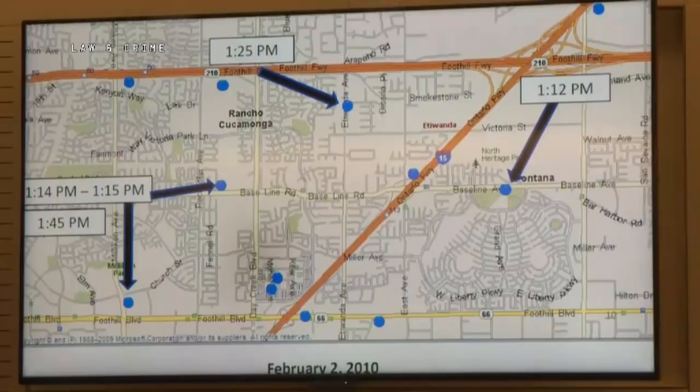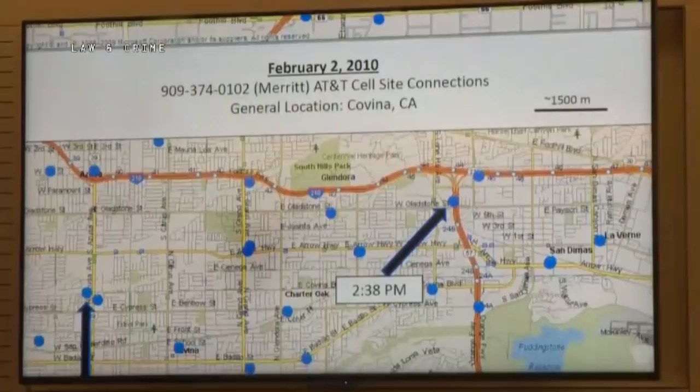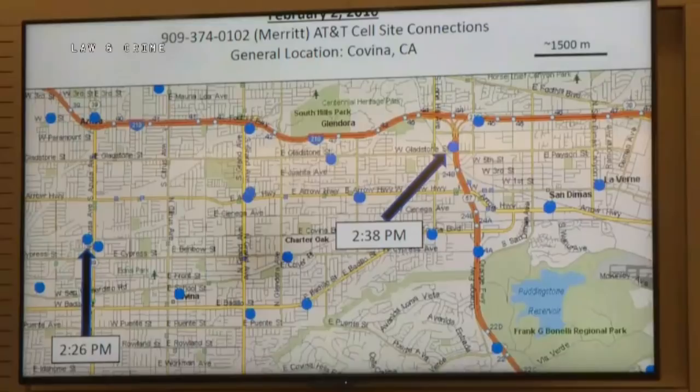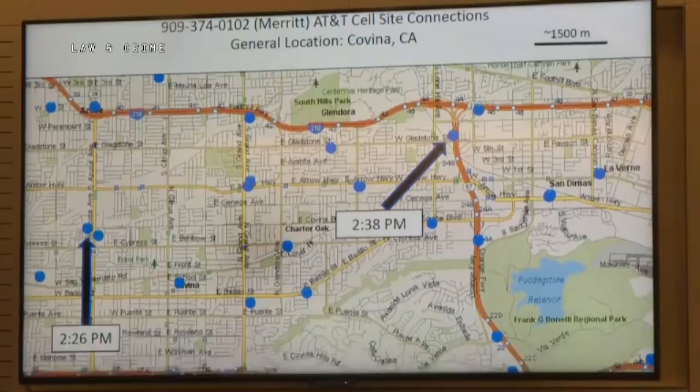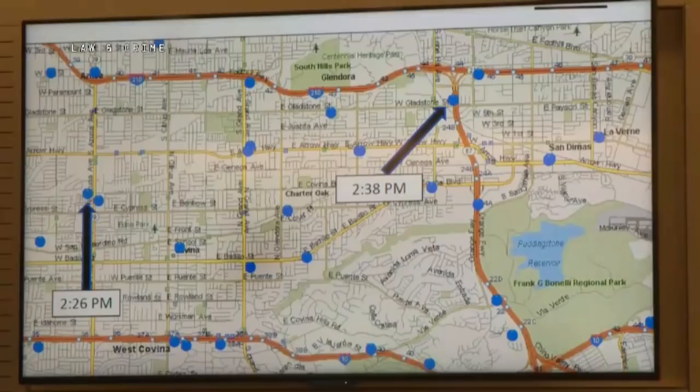So on 453, are we still on February 2nd? Yes, we are. And this is two calls at 2:26 p.m. and 2:38 p.m. The 2:26 call is on Azusa Avenue, just north of West Covina. And then the 2:38 call is near the Interstate 57, just south of the Interstate 210.